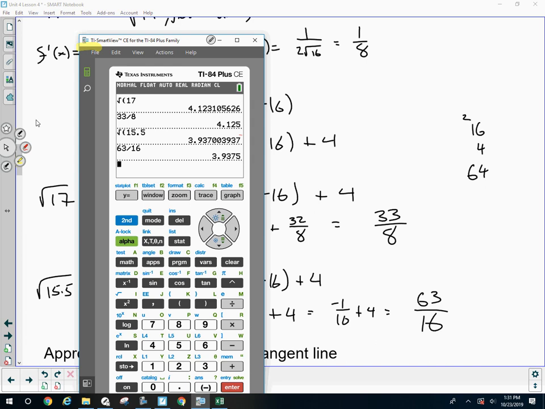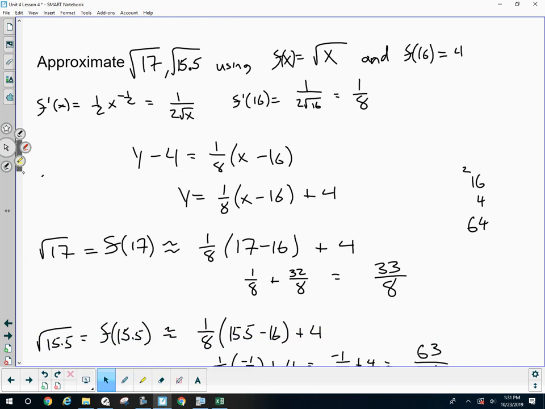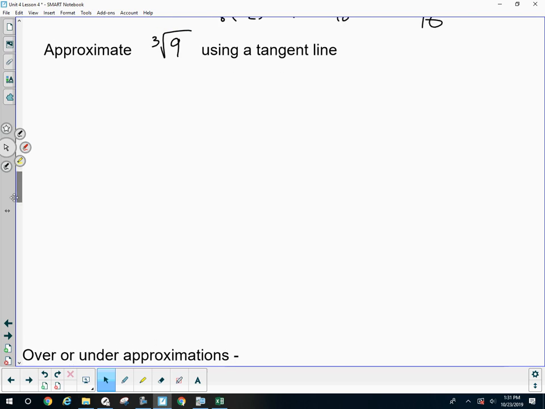Okay, now I set it up for you to kind of know what to do for this previous situation. You will see sometimes just this. Approximate the cube root of 9 using a tangent line. Okay, go. Talk about it with your neighbors. What would you need? What would you use?